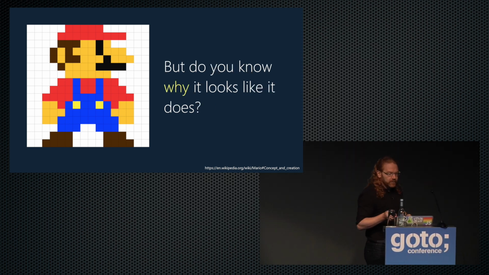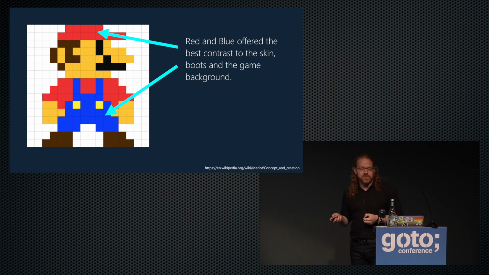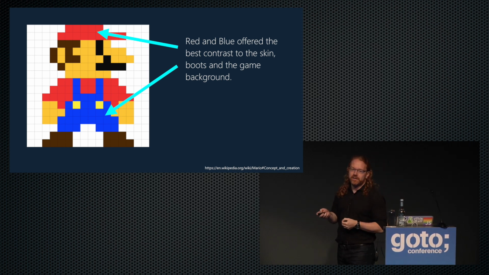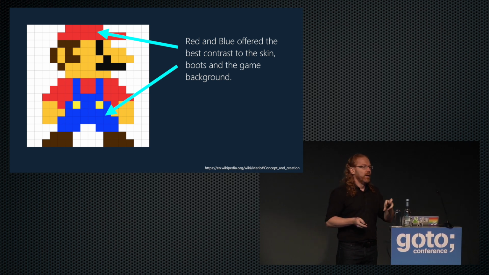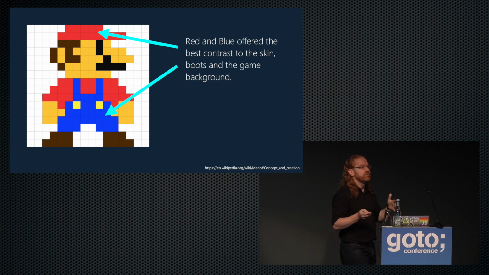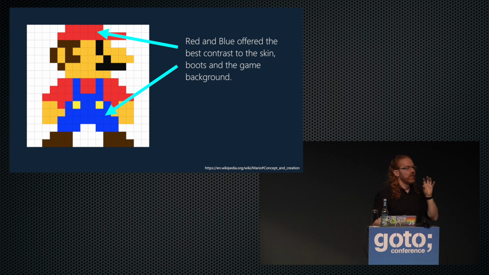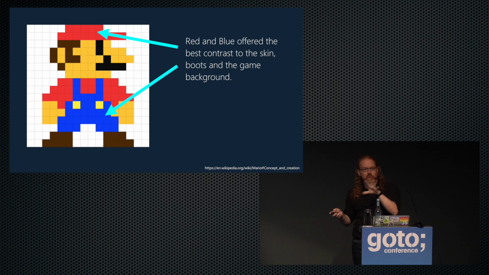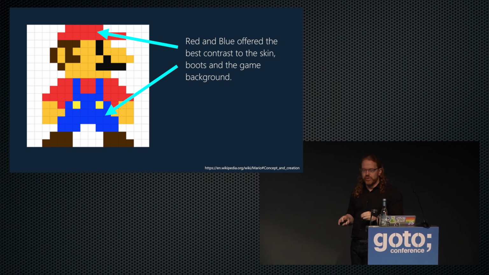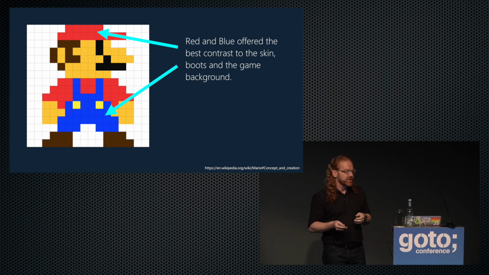First of all, the red and blue offer the best contrast to the skin, boots, and the game background. So they didn't put them together because they were the colors that were left over. They put them in there so you can see the character all the time. Nowadays, when people go for nostalgia of pixels, they don't understand that back then you never saw a pixel. We jumped over backwards to make sure you don't see pixels because it was bad TV sets. They smushed everything together. So you got to make sure that you have contrast between the different colors to make sure that your game character is visible.